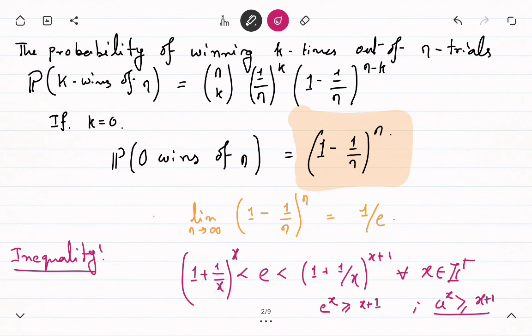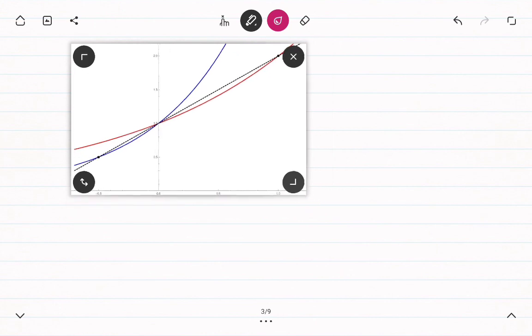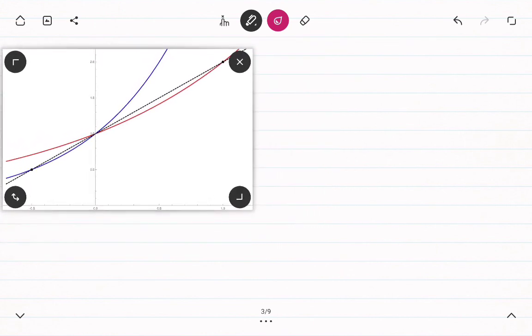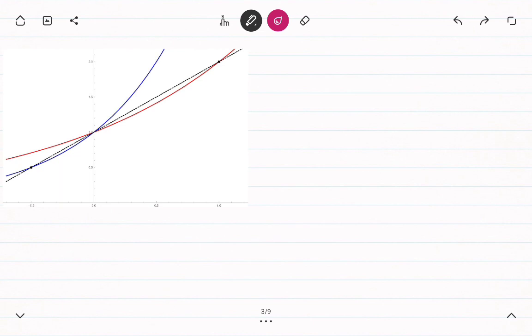I can show you one thing using a graph. Wait for a while. So you see this graph. This shows the exponential functions y equals 2 to the power x and y equals 4 to the power x, which intersect the graph of y equals x plus 1. So I am writing that.